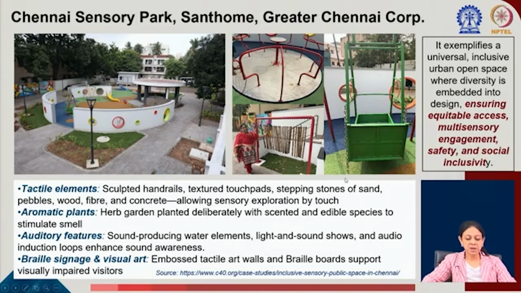Braille signage and visual art. Tactile art walls. It's not just giving tactile braille signage to tell that there is the toilet or there is the exit, but a tactile art wall, visual art, braille signage and visual art.